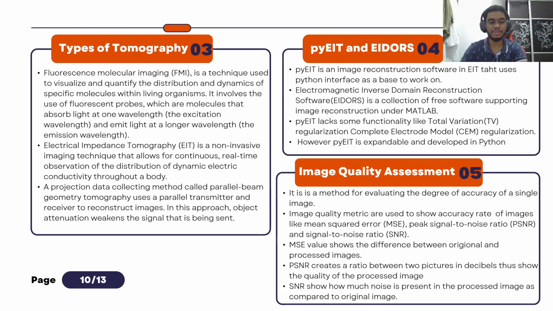And we have image quality assessment. Here, image quality assessment is a method for evaluating the degree of accuracy for a single image. It has different metrics like mean square error, peak signal to noise ratio, and signal to noise ratio. MSE value shows the difference between the original and the processed image. PSNR creates a ratio between the two pictures in decibels, thus showing the quality of the processed image. And the last one, we have SNR, showing how much noise is present in the processed image as compared to the original image.